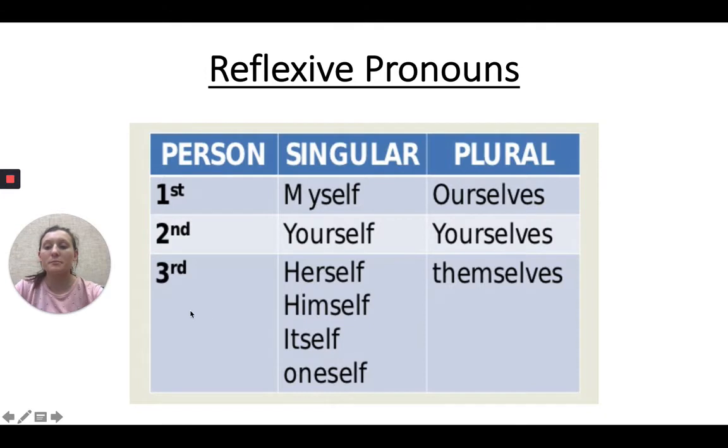And then third person is when you are talking about someone else. Some examples would be herself, himself, itself, or oneself. And then the plural of this would be themselves. No matter which one of these singular ones you are talking about, plural is going to be themselves.